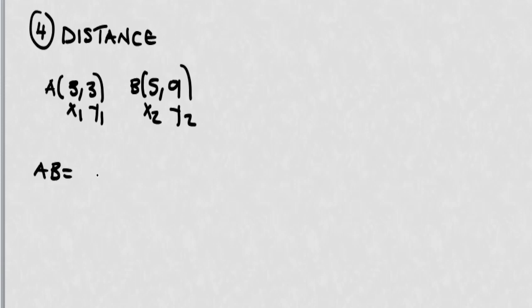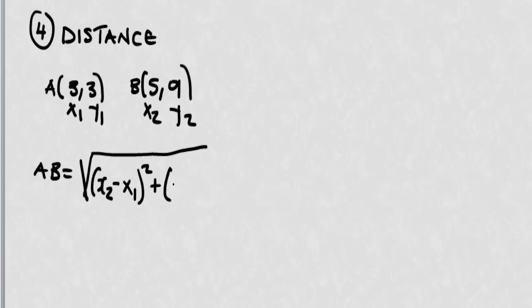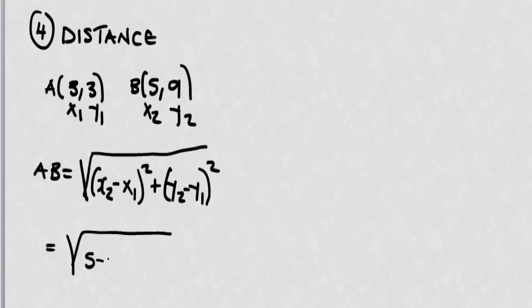Distance between A and B is given by the square root. That's a formula I'm writing. Square root, open brackets, (x2 minus x1) squared plus (y2 minus y1) squared. Then the distance is equal to the square root. Our x2 is 5, x1 is 3, so 5 minus 3 squared plus, then we now have that one.